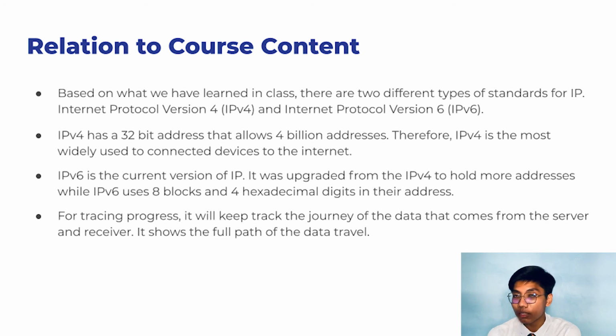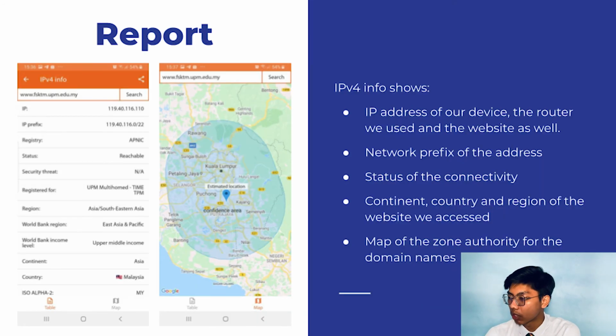Alright, for tracing, it will keep track of the journey of the data that comes from the server to the receiver. It shows the full path of the data travel. And then for the report that we have done before, the IPv4 info shows the IP address of our device, the router we use and the website as well. This IPv4 info also shows the network prefix of the address, which is the subnet mask, the status of the connectivity, the continent, country, region of the website we access, and also the map of the zone authority.